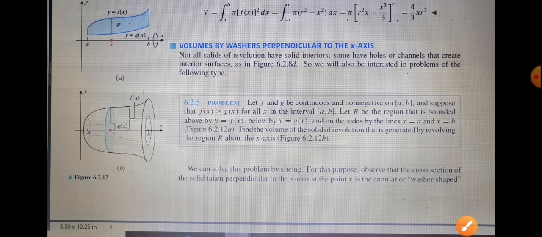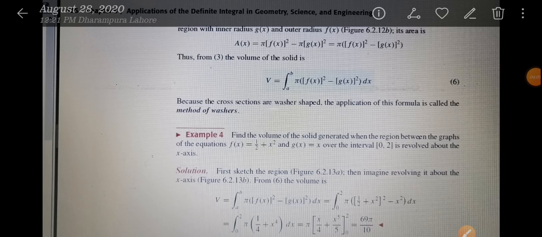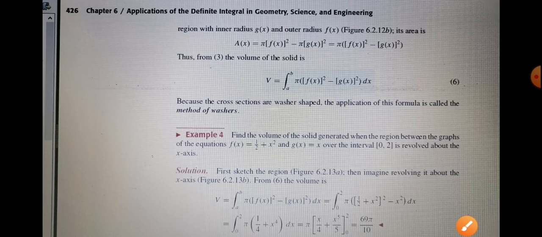So in the washer method, when we have two functions or two curves, how can we decide the radius? We have to subtract the two curves, the outer curve minus the inner curve. So here you can see the formula is going to be: volume will be equal to the integral from a to b of pi times f of x whole square minus g of x whole square.